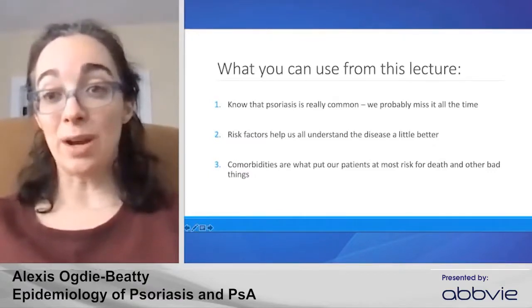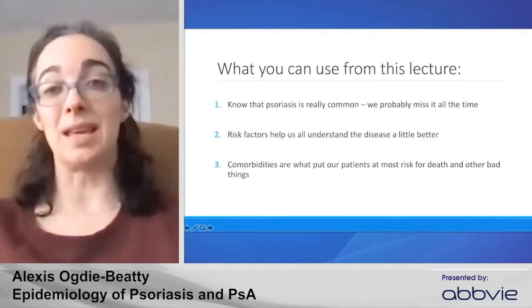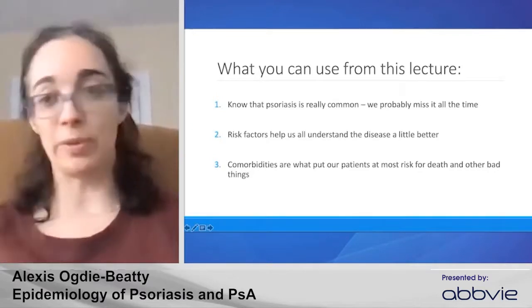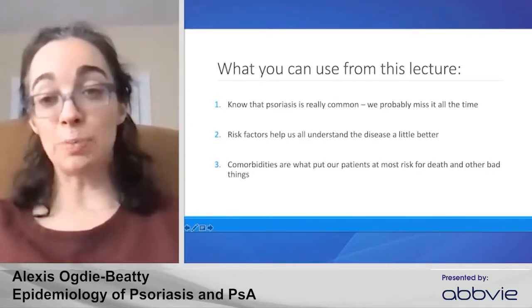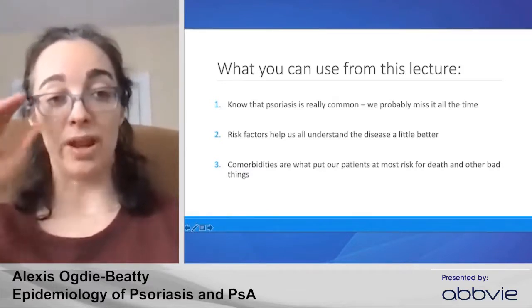Now, there are three main takeaways I want you to take away from this lecture. Number one is that psoriasis is really common, and we probably miss it. Most patients have mild psoriasis, and it tends to hide in certain places like the scalp and the belly button and the gluteal folds. And this is particularly important for our patients who have undifferentiated inflammatory arthritis.